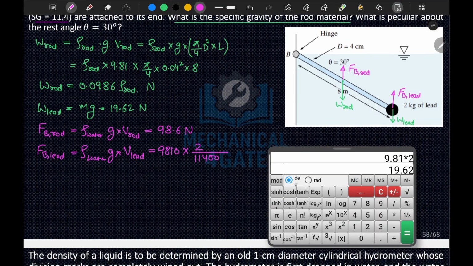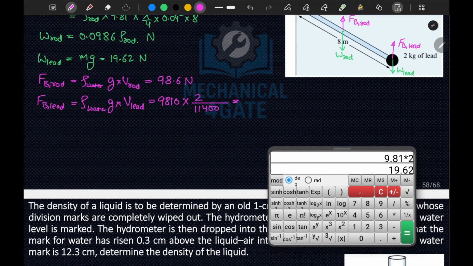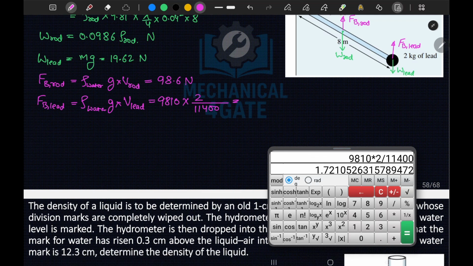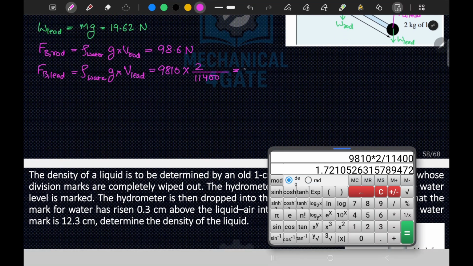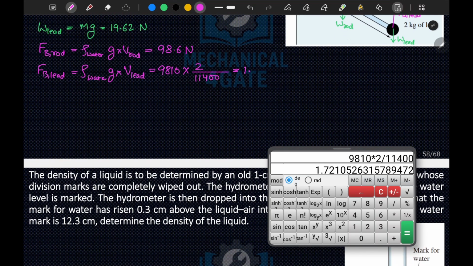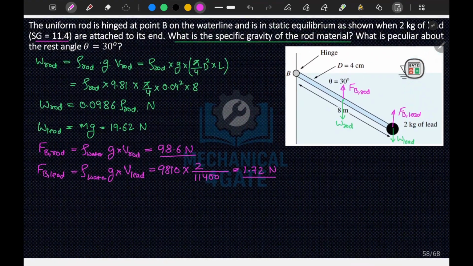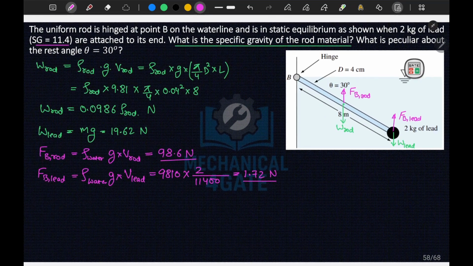Okay, so if we solve this, from here we can obtain 9810 into 2 divided by 11400, which is equal to the buoyant force due to lead, equal to 1.72 Newton. Okay, so this is the buoyant force due to lead, the buoyant force due to rod, the weight of the rod and the weight of the lead. So we have calculated all the four values.